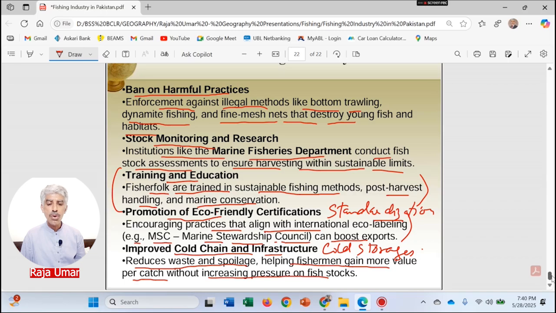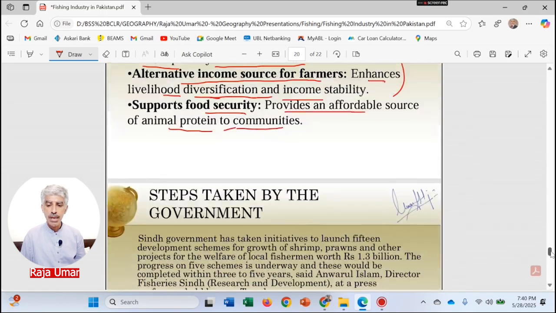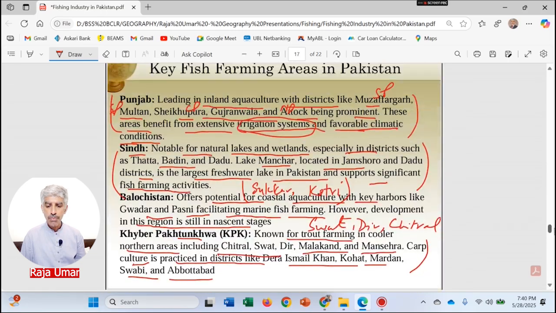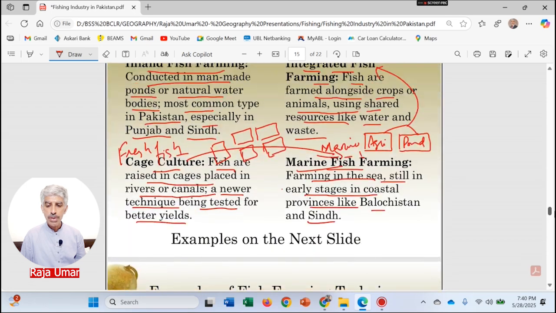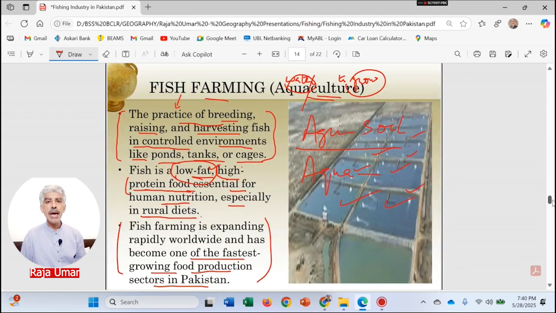So with this, we have come to the end of unit number 5, the fishing industry in Pakistan. Inshallah, we will be discussing the mineral resources in our next lesson, and we will be working on how the minerals are explored and extracted, what their uses are, and where these minerals are located. So we'll talk about this one.